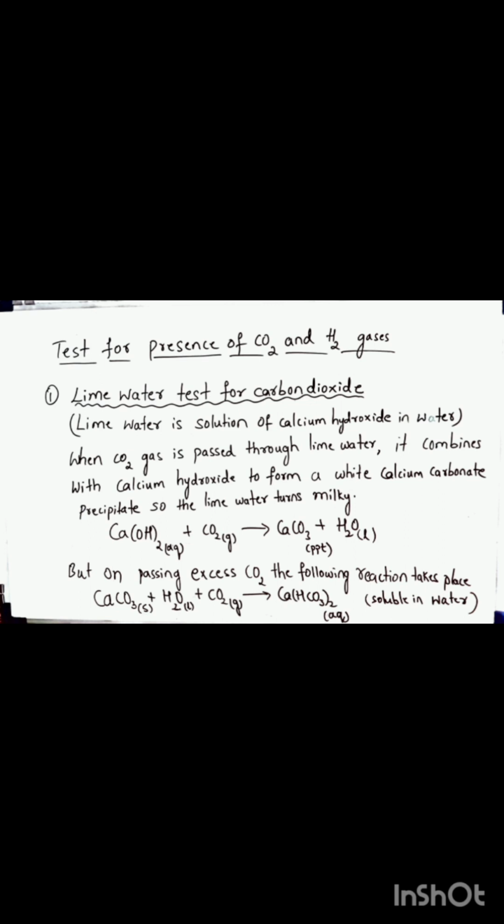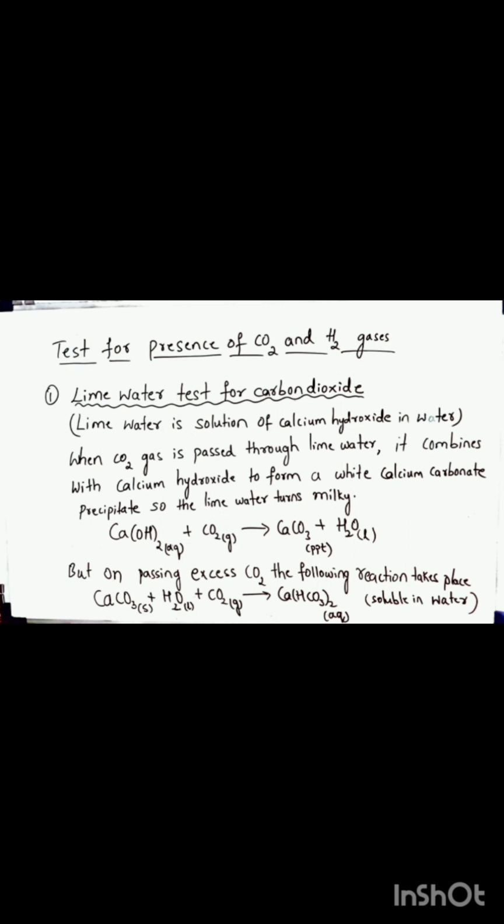Let us study it. There is a particular test for carbon dioxide, that is the lime water test. In the lime water test, we take lime water. It is a dilute solution of calcium hydroxide in water. When the carbon dioxide gas is passed through the lime water, it combines with calcium hydroxide to form white calcium carbonate precipitate. So, the lime water will turn milky.